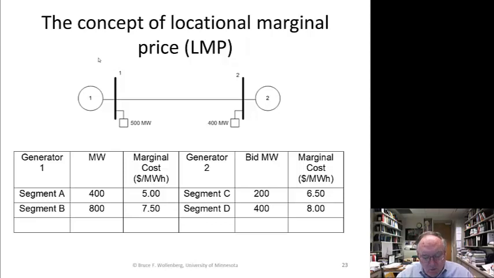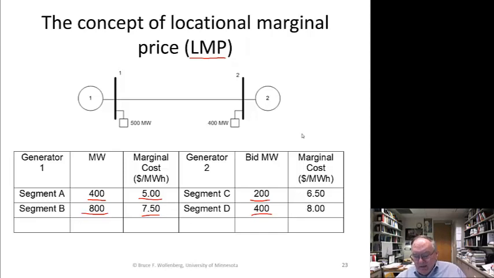Okay, one more topic for this chapter, and a very, very important one, is the concept of locational marginal price. Let's say that we have a power system here. I have a generator number 1, and that generator is willing to sell 400 megawatts at $5 per megawatt hour. It's willing to sell 800 megawatts at $7.50 per megawatt hour. Generator 2 will sell 200 megawatts at $6.50 and 400 at $8.